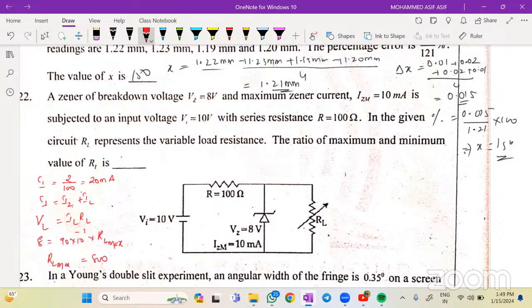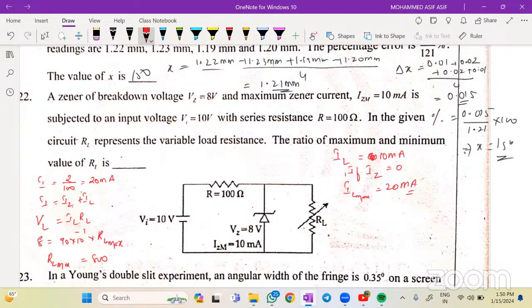Similarly, what value of IL is given in the problem? Current through the load will be equal to your 10 milliamperes. This one is 10 milliamperes if IZ is taken as 0. That means IL max will be equal to how much? Maximum current, how much can it be in this? 20 milliamperes will be the current.